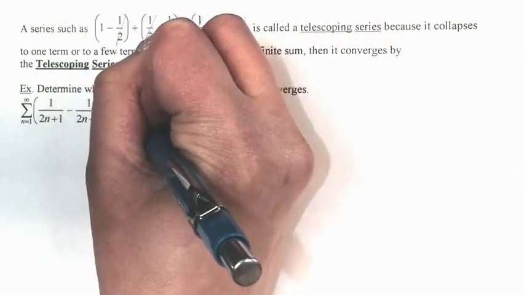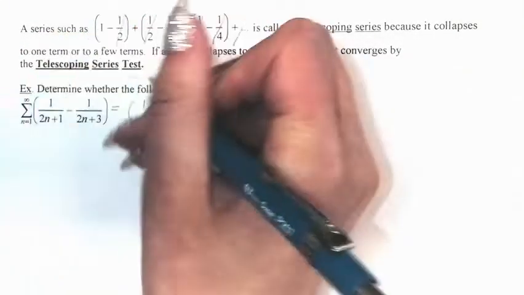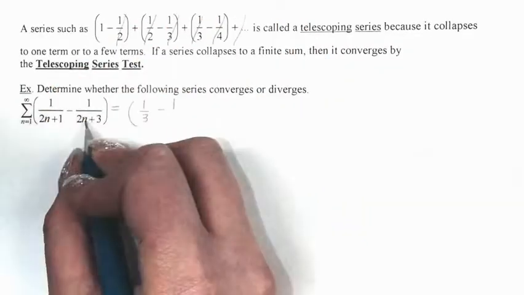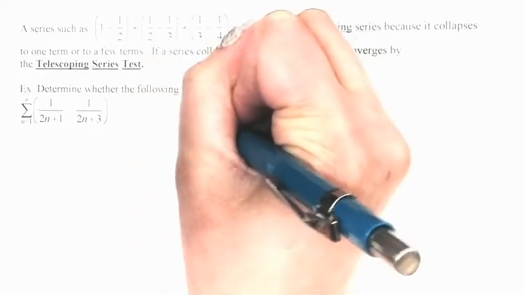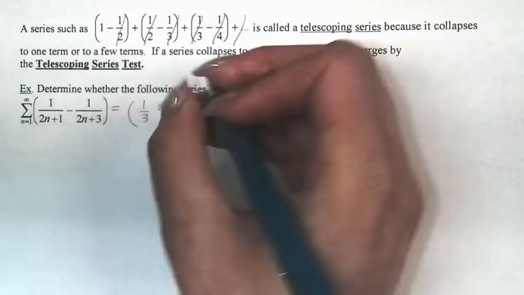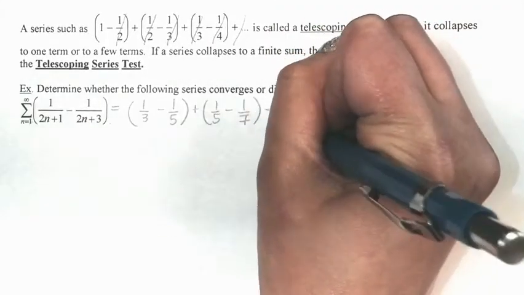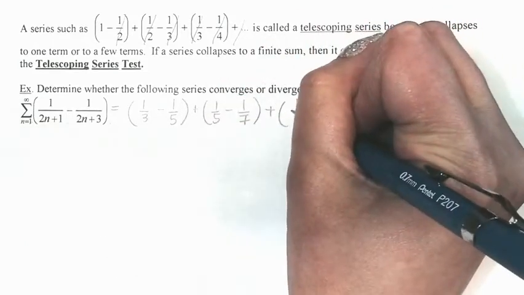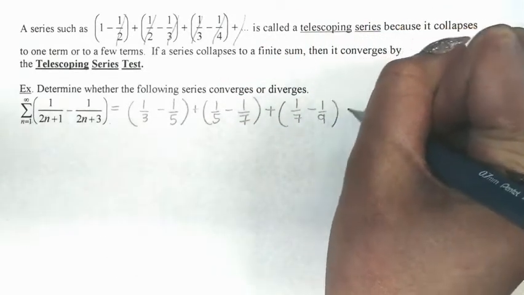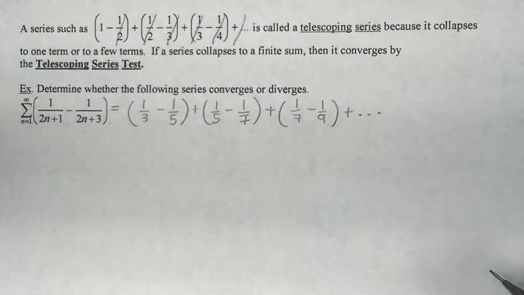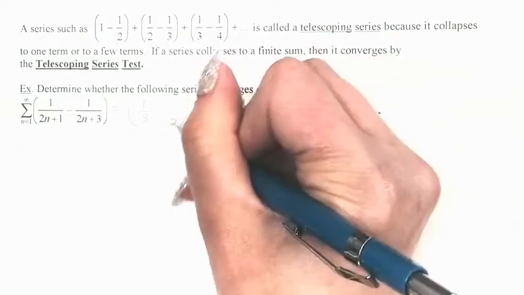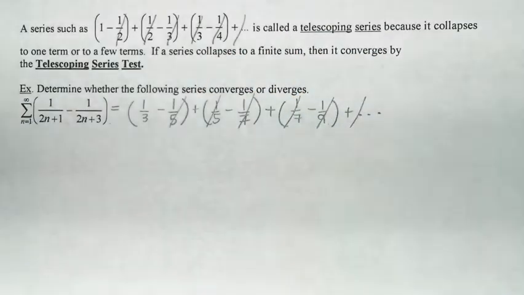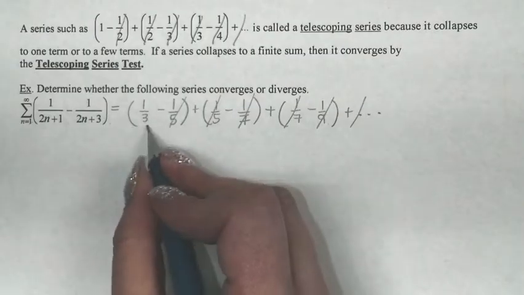What you recognize is that when you plug the 1 here, you have 1 over 2 plus 1, that's 3, minus 1 over 2 plus 3, which is 5, so that's your first term. Your second term, when you plug the 2, is going to be 1 over 5 minus 1 over 7, because that's a 4 plus 3. The third term is going to be 1 over 7 minus 1 over 9, plus up to infinity. You can recognize that the telescoping pattern is appearing. So eventually we're going to keep this one and more.